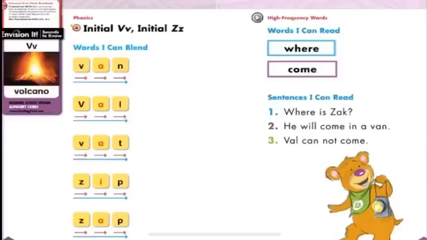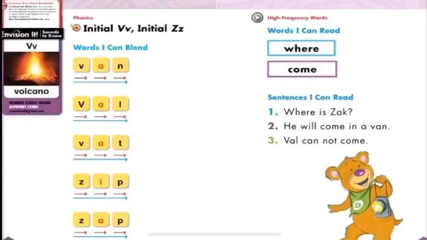Words I can blend. We will spell out the letters and then blend together. The, an, than. The, al, val. The, at, that. Zip, zip. Zap, zap. Now, high frequency words I can read. W-H-E-R-E, where. C-O-M-E, come.